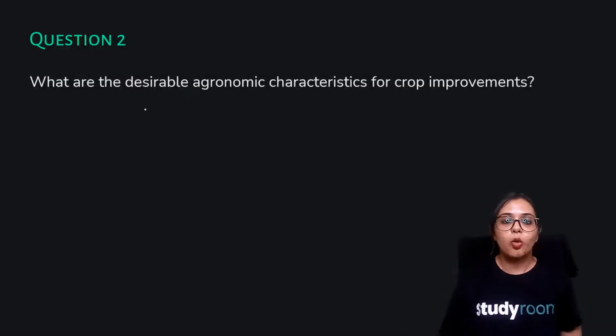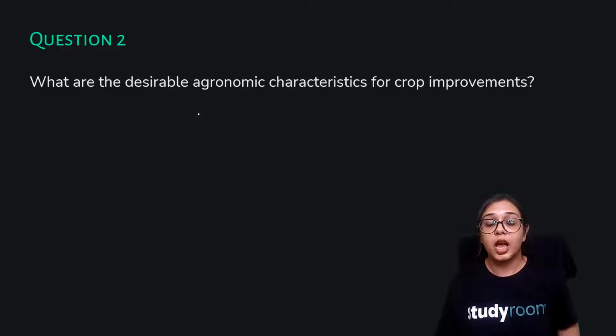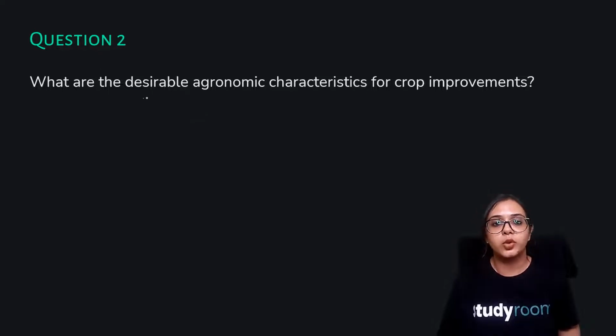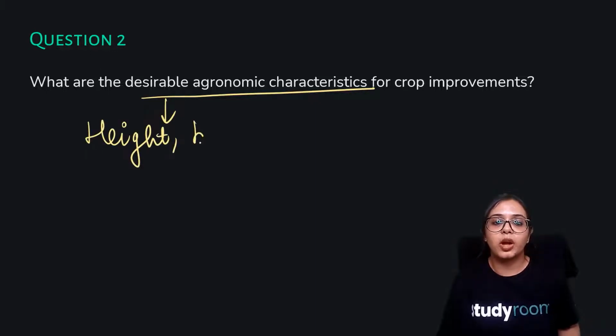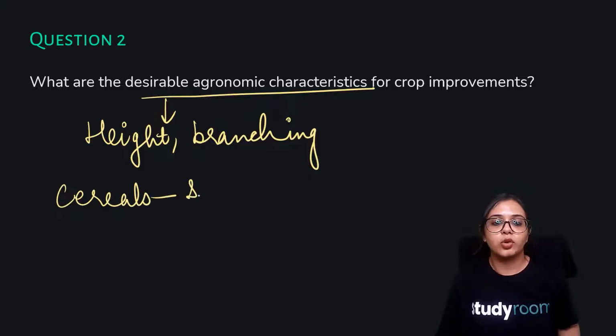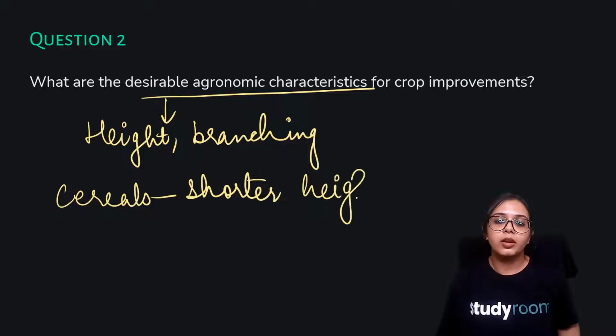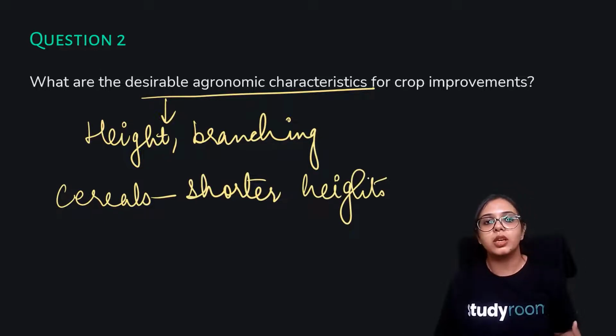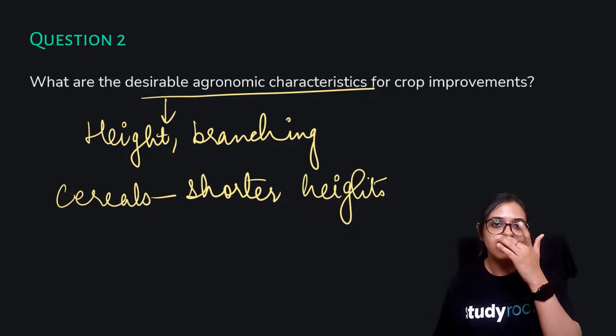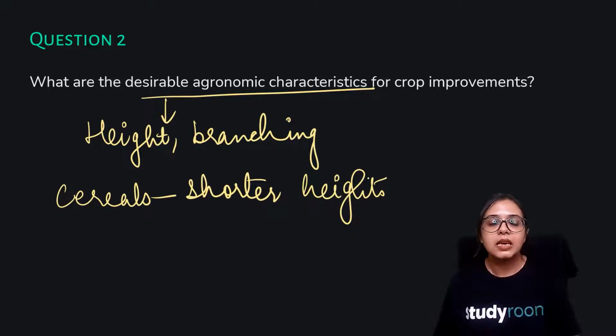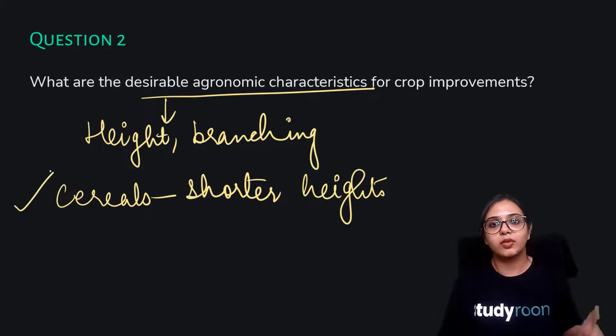The last question, what are the desirable agronomic characteristics for crop improvement? So I told you the desirable agronomic characters could vary between the height, could vary between the number of branching that is being done. For example, like I told you, cereals have shorter heights, that ensure that the important carbohydrates are being stored in the plants for utilization by human beings or other animals, and they are not being utilized by the plant themselves for taller growth.